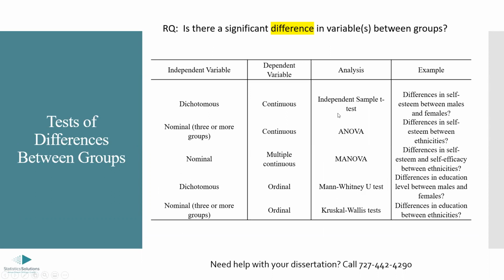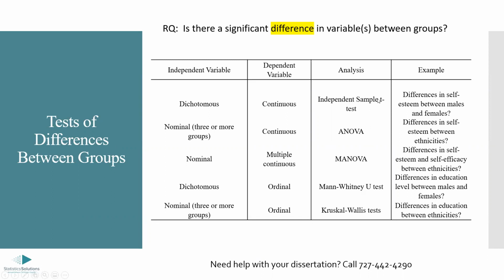Okay, the next test family we have is looking for differences between variables. So looking for differences, this may be under an experimental design or quasi-experimental design. Sometimes it's called causal comparative design.